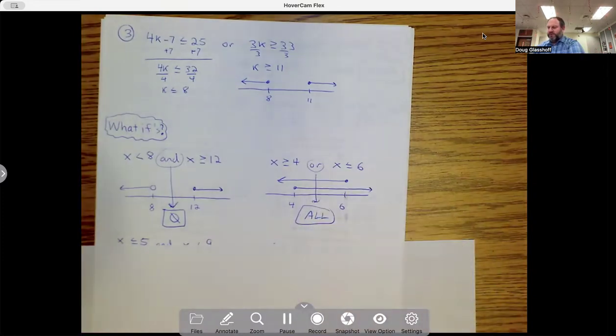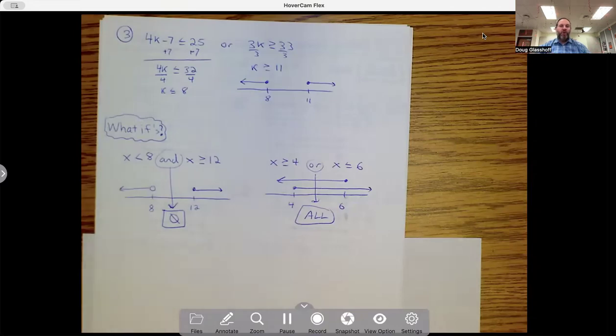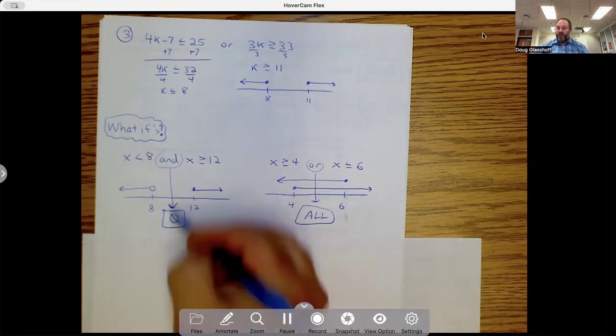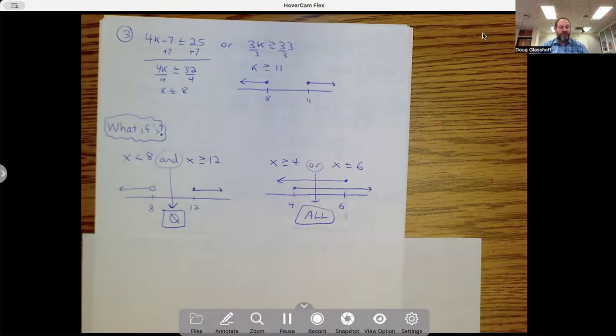It looks like an and problem, but it was an or, and that's why we end up with all solutions. This one looked like an or, but as an and, so is no solutions.